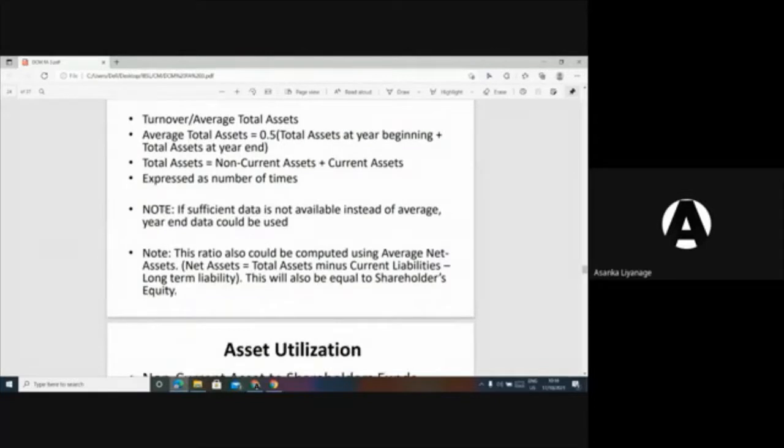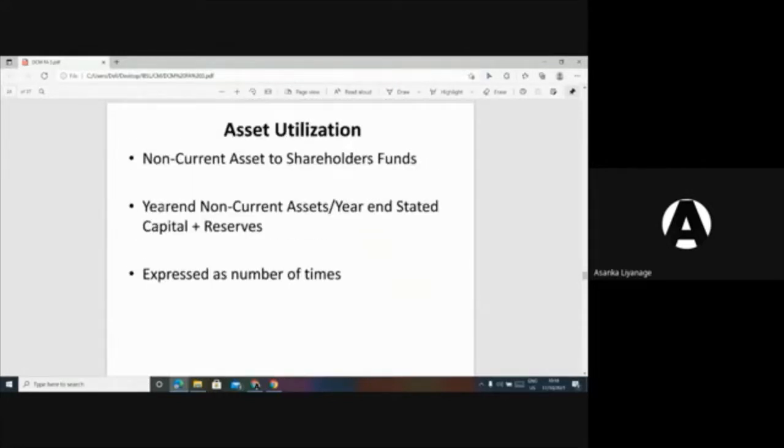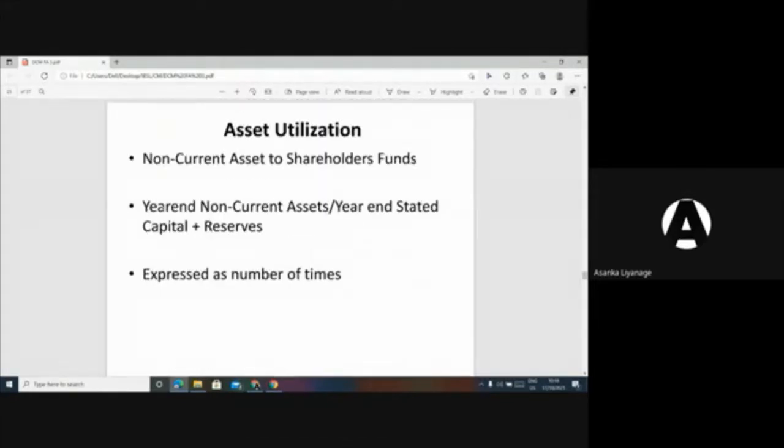Now, similarly, these three ratios can also be computed, that is non-current assets to shareholders fund. Since these two items, non-current assets and the shareholders fund, both are from balance sheet, no need to take the averages.